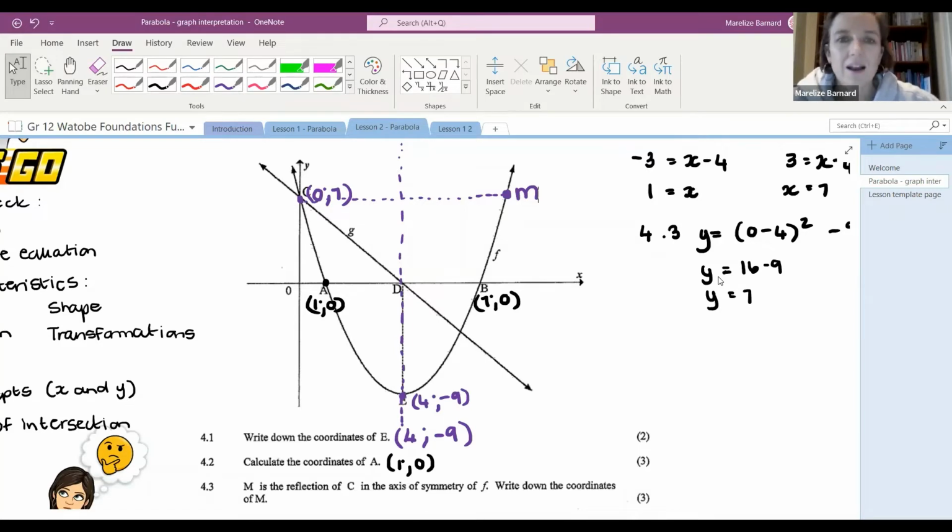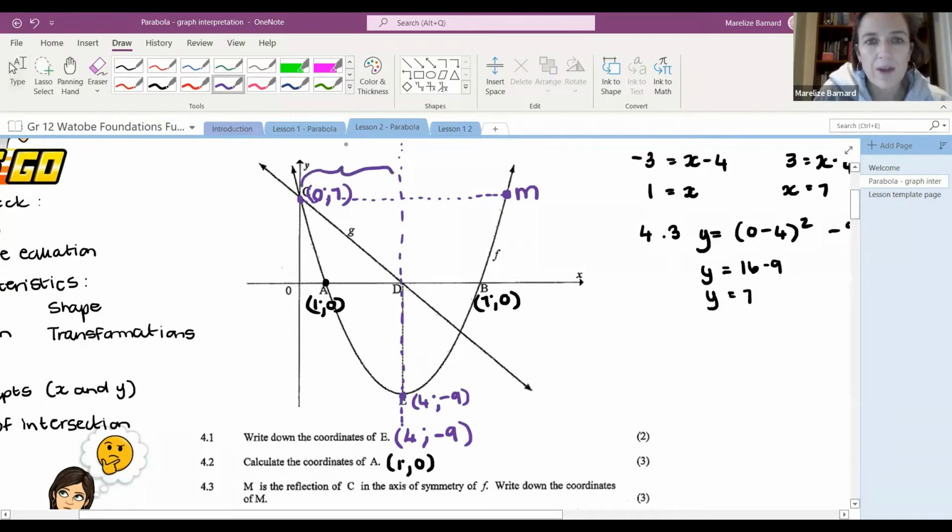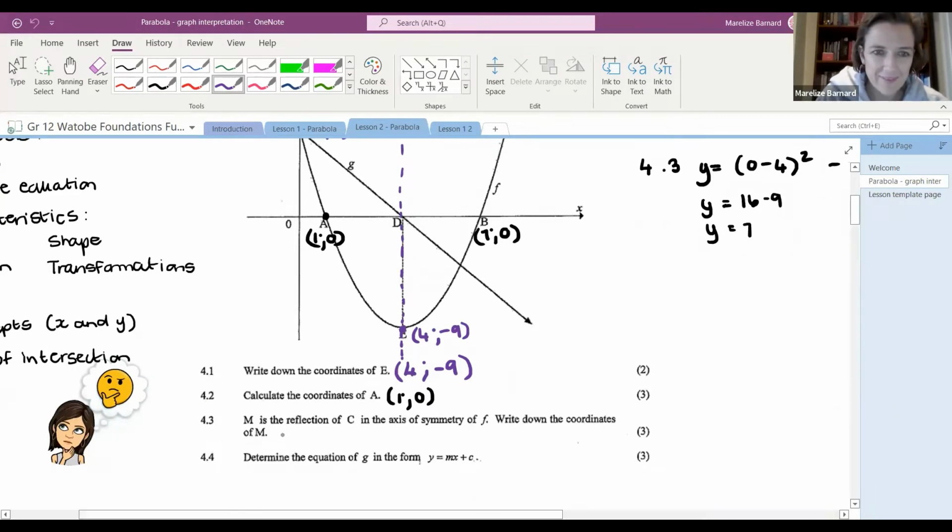Yes, I agree. Because of the symmetry of the parabola, that distance is 4, not 7. I'm looking at the 7. That's 4, and from here to there, because of the symmetry, must also be 4. So the coordinates of M will be 8 and 7. Just the other way around, Michlali, your y coordinate is 7 and your x coordinate is 8.